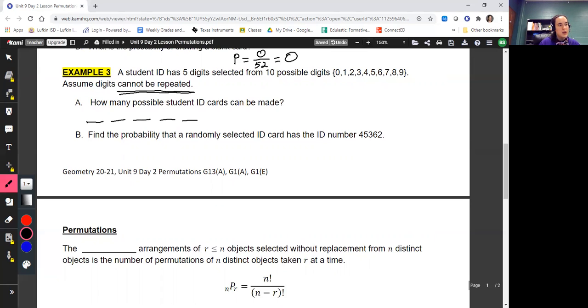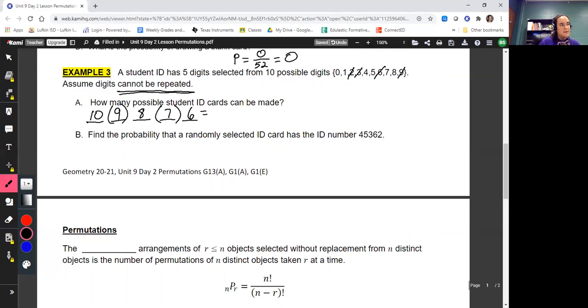And for the first one, we have 10 possible digits to choose from, but we can't repeat. So once we use the first one, we can't use it again. So let's say the first number is 6. There's only 9 possible options left. So we have 9 to choose from for the next one. Let's say it's a 2. That leaves us with 8 possible options left. Once we pull that, let's say it's a 9. That leaves us with 7 possible options left for our next one. Once we draw that, that only leaves us with 6 possible options.